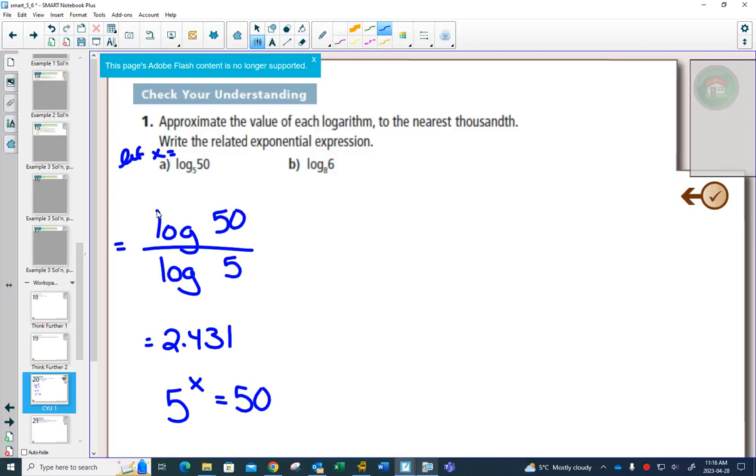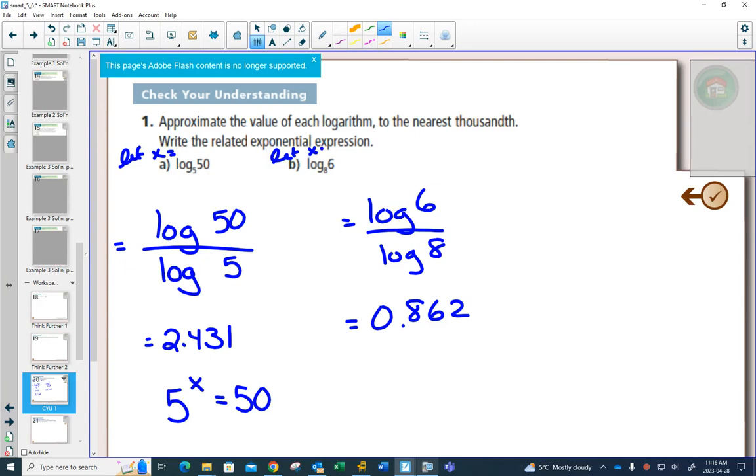Same thing with the second question. This will be log of 6 divided by log of 8. We type that into our calculator. And we get 0.862. And if we let x equal this, the base is 8, the exponent is x. This means that 8 to the power of 0.862 will equal 6. Okay, you can circle questions 3, 4, and 5.